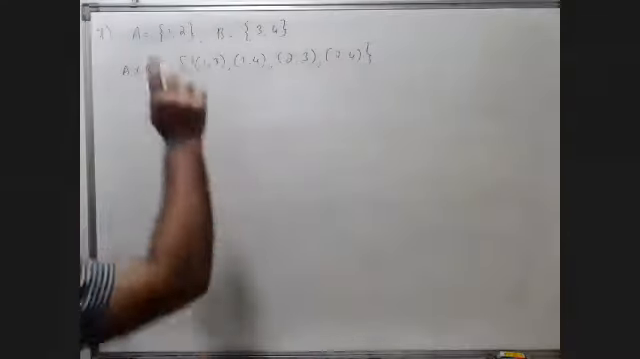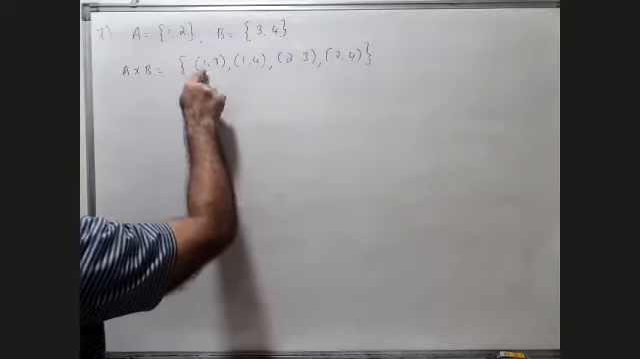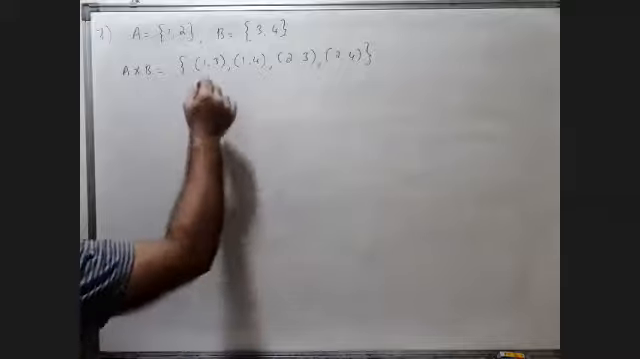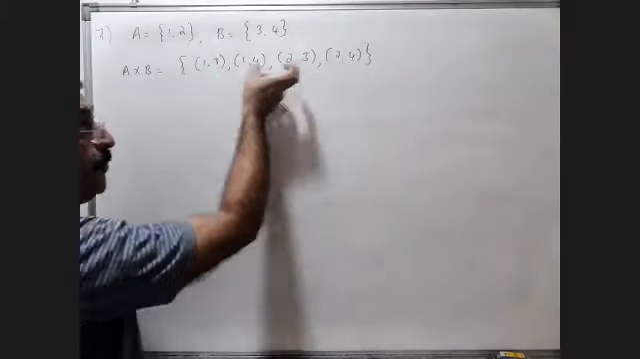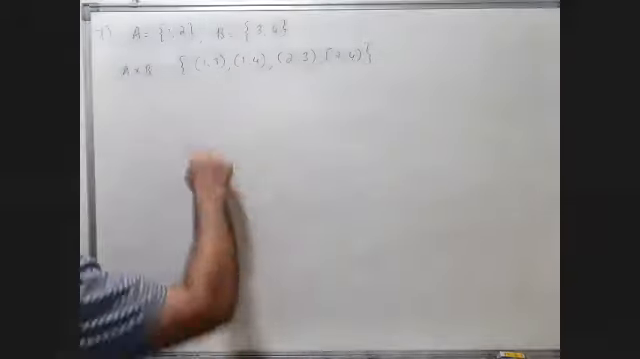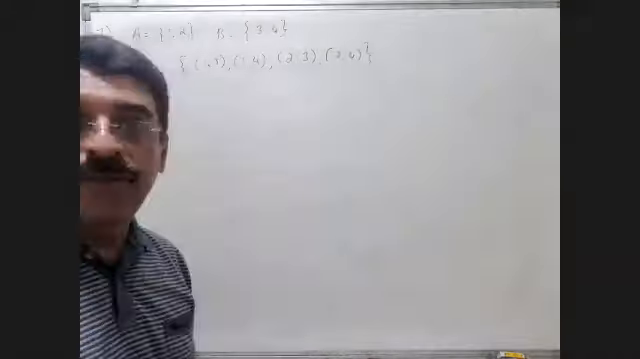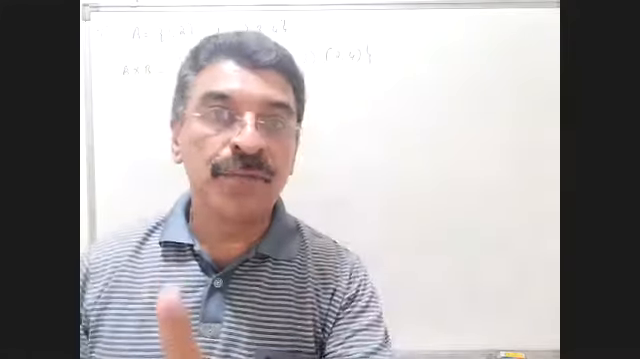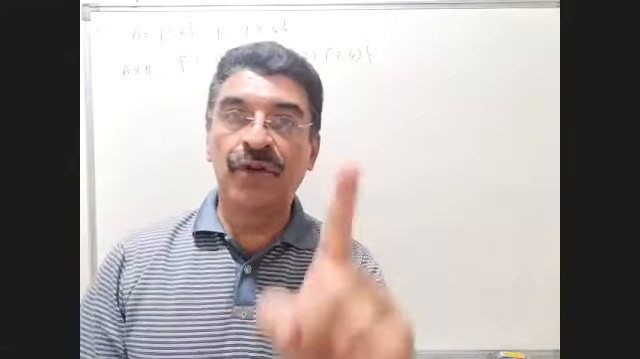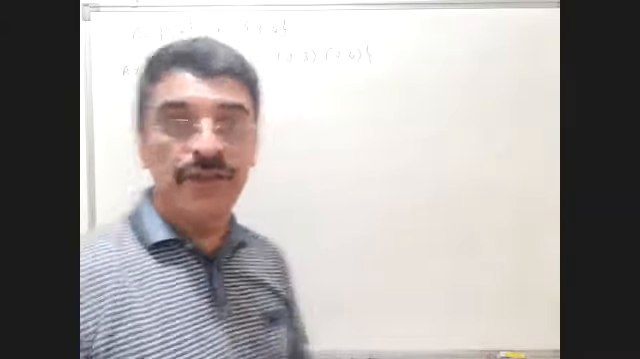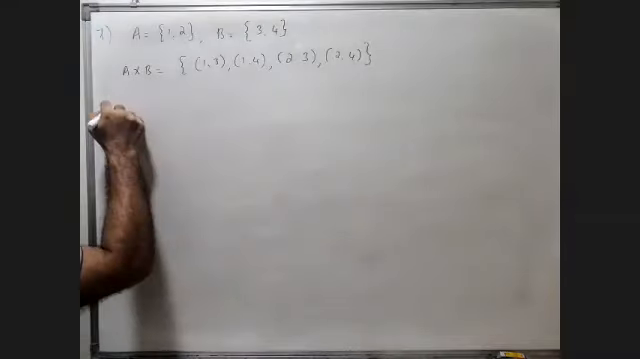In A cross B, the elements are not 1, 2, 3, 4, 5, 6, 7, 8, that is wrong. To count the elements, see that the elements in A cross B are pairs of numbers. So how many pairs are there? 1, 2, 3, 4. We have 4 pairs. That means in A cross B, we have 4 elements. If it is 4 pairs, then the number of subsets will be 2 raised to 4, which is 16.